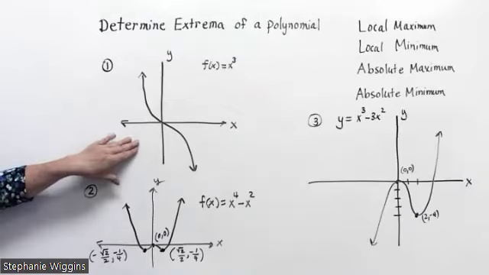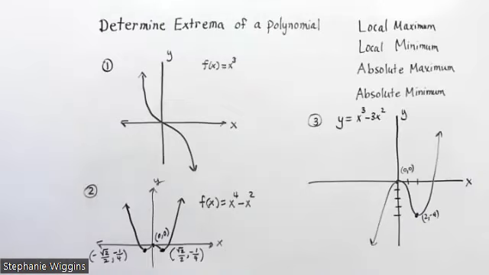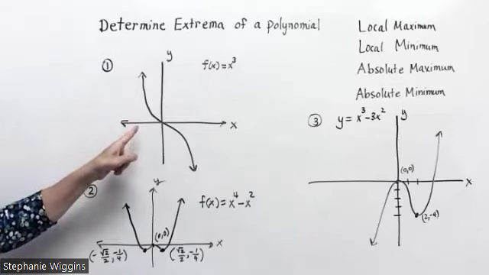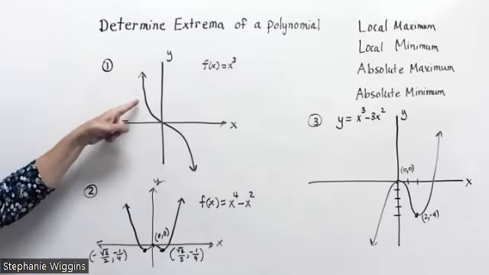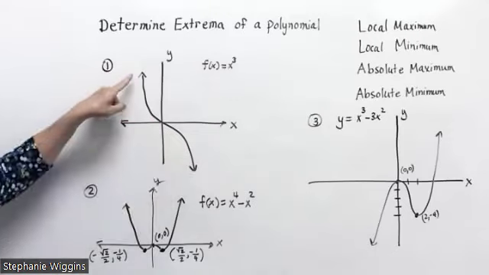In fact, this example right here, which is f of x equals x cubed, it's just the basic cubic function, has no absolute maximum, minimum, or local maximum or minimum. And that's just because there's no hill or valley. It just is a curve that just is decreasing as we move from left to right.